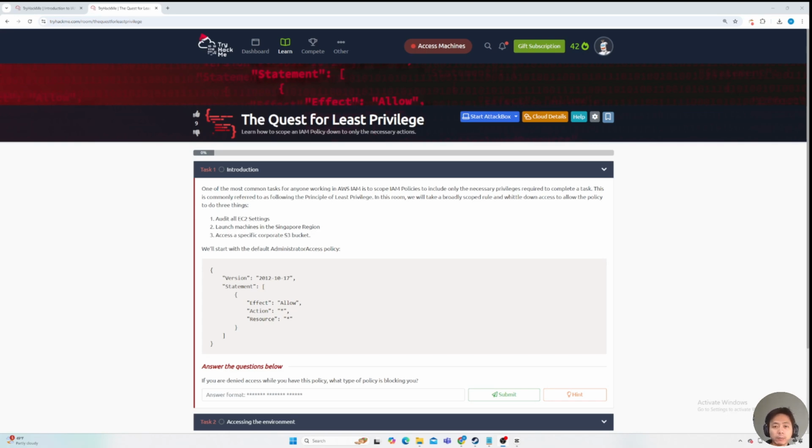Attacking and defending AWS services. So today we're going for the quest for least privilege. One of the most common tasks for anyone working in AWS IAM is to scope IAM policies to include only the necessary privileges required to complete a task. This is commonly referred to as following the principle of least privilege.